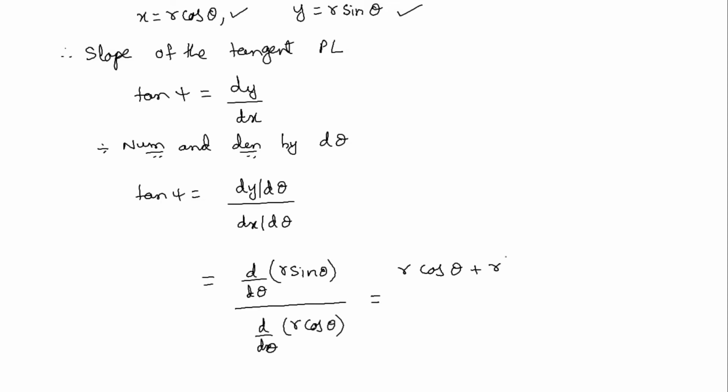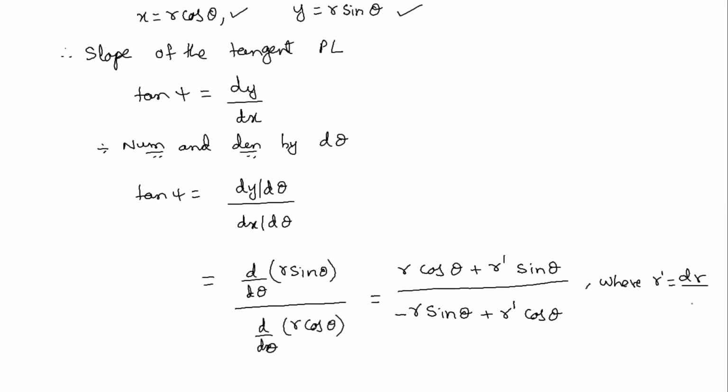I can write dr by d theta as r dash into sine theta, whole divided by, in the denominator also, r cos theta. I have to once again use the product rule. Keeping the value of r as it is, differentiate cos theta. Differentiation of cos theta will be minus of sin theta, plus keeping cos theta as it is, differentiate r, you'll be getting r dash cos theta. Here the value of r dash is nothing but dr by d theta. Instead of writing dr by d theta, I've just written it as r dash.